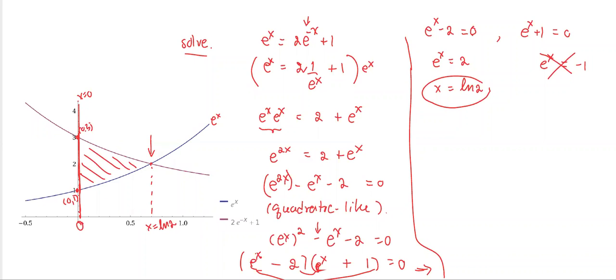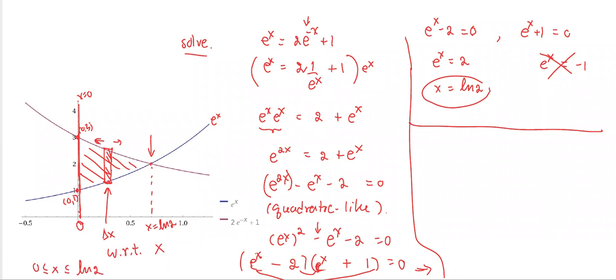How do I know the left and the right? I pretend to draw a bar here, with the width as delta x. If I move my bar to the left and to the right, the upper curve stays as the upper graph, and the lower graph stays as the lower graph for the entire moving process. So that confirms it's with respect to x, with x from 0 to natural log 2. And that will help you set up the definite integral to find the area.